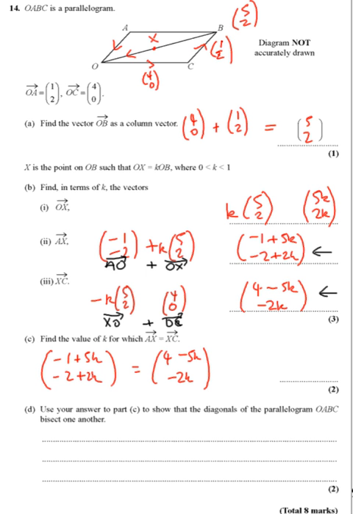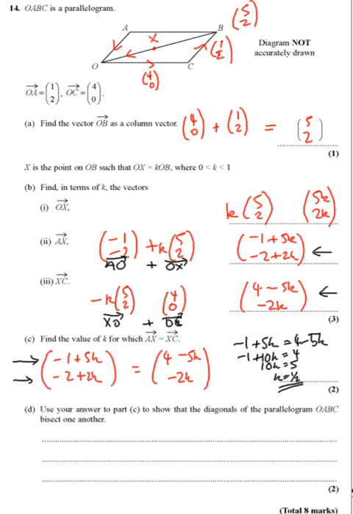Because this is just in k, we can just equate one of the lines. So let's equate the top line. -1 + 5k equals 4 - 5k. Add 5k to both sides, we get -1 + 10k equals 4. So 10k equals 5, so k is a half. That should work for the bottom line as well. -2 + 2 times a half is -1, which is the same as -2k, so that's good, so k is a half.